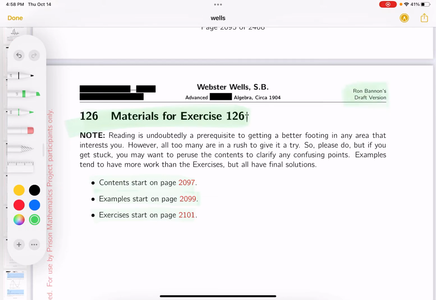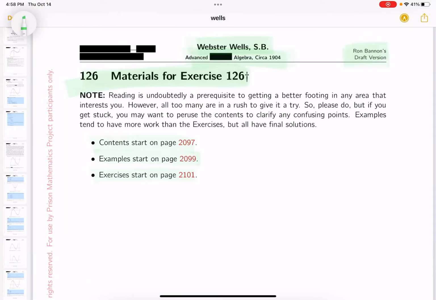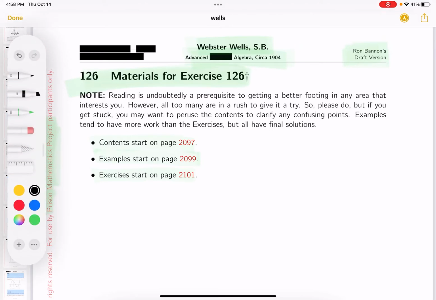This is a draft version of my adaptation of Webster Wells' Advanced Course in Algebra, which dates back to 1904. The PDF that you're looking at here is only for the participants of the Prison Mathematics project. All right? Now, I will publish it later on.